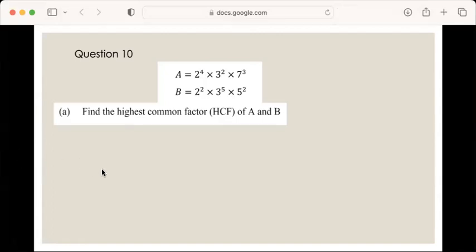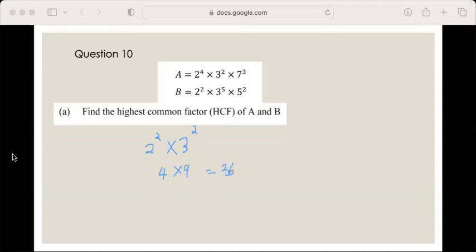Okay, I hope you have done the question. Right, highest common factor of A and B. Highest common factor, when you find, you take the lowest of the factors. So the lowest of the factors is 2 squared. For 3, it is 3 squared. 5 only here, not there. 7 only there, not here. So we don't take 5 and 7. So it is just 2 squared and 3 squared. 2 squared is 4 and 3 squared is 9. So 4 times 9, which is 36. I hope you got the answer correct.